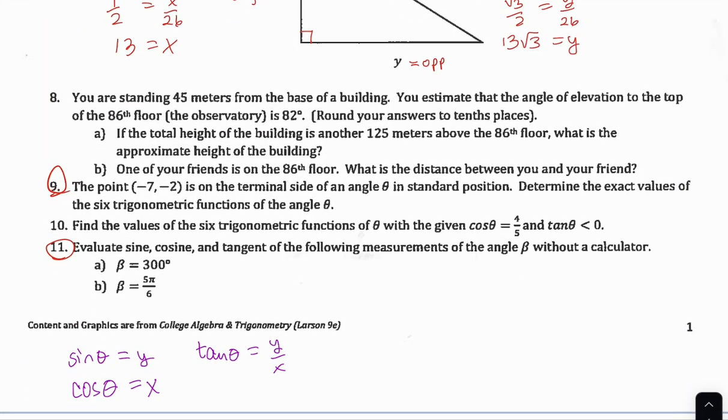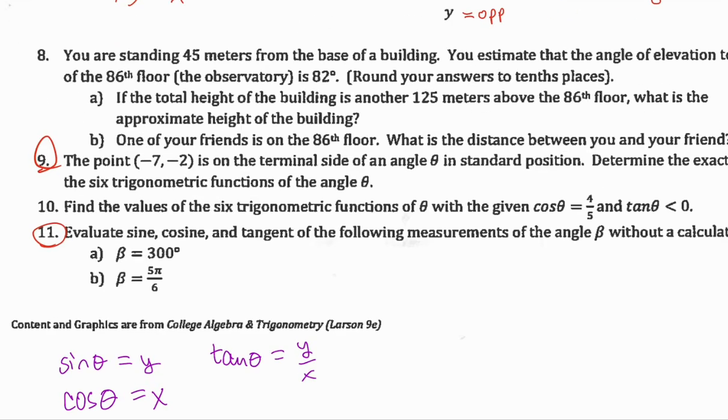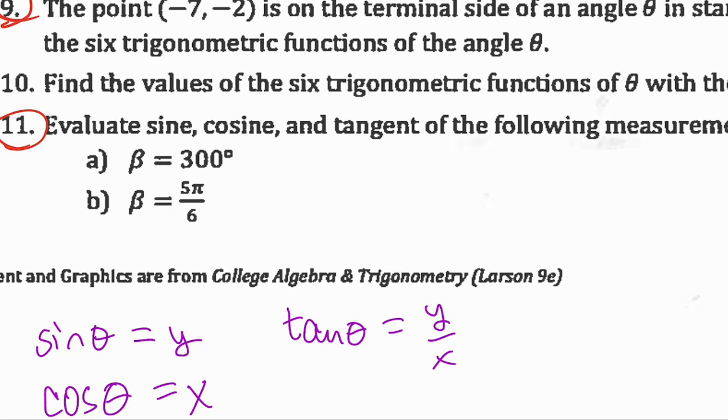Now I'd like to talk about number 11. It says to evaluate the sine, cosine, and tangent of the following measurements without a calculator. So that's just indicating that it's a unit circle value somehow. 300 degrees is related to 60, but in the 4th quadrant. So that would be 1/2, negative square root of 3 over 2.